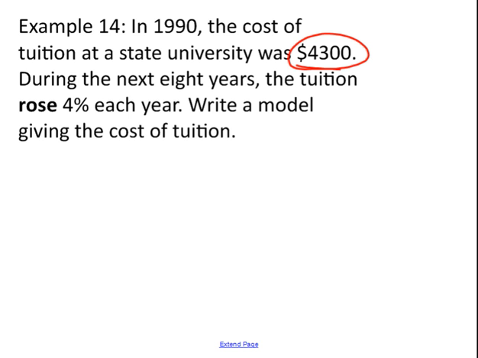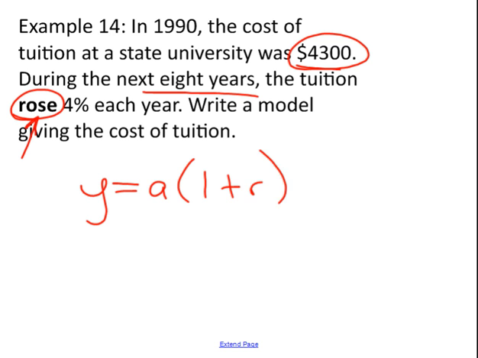And by the way, just because this problem has words doesn't mean you get to skip it. Read the words. It's an easy question to do. During the next 8 years, the time doesn't matter. The tuition rose. In other words, it increased 4% each year. Write a model giving the cost. Well, if we're rising, if we're increasing, that was this equation right here. And I told you you needed to give me the A and you need to give me the R.